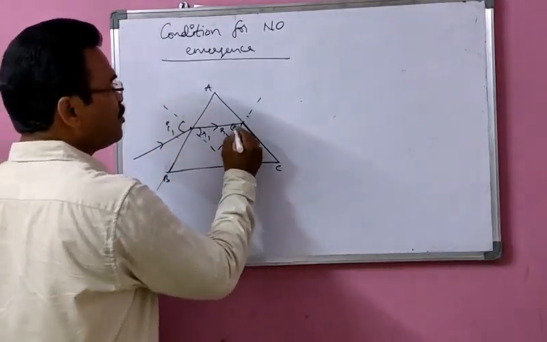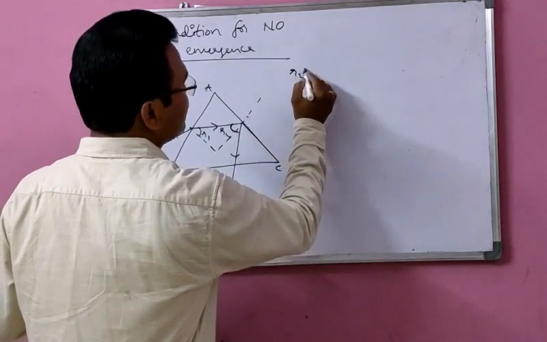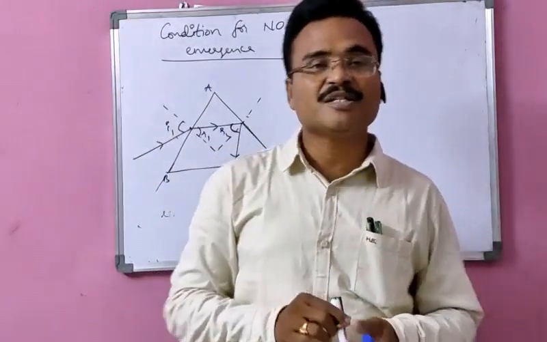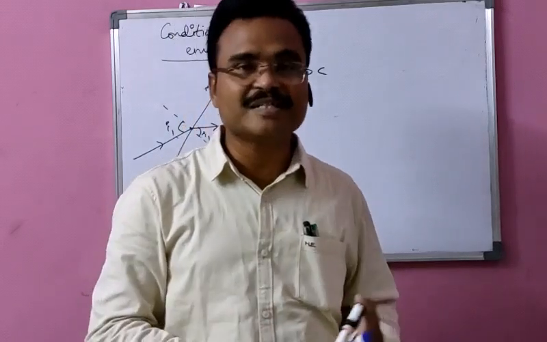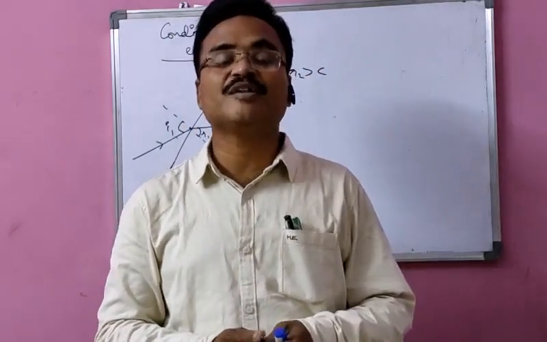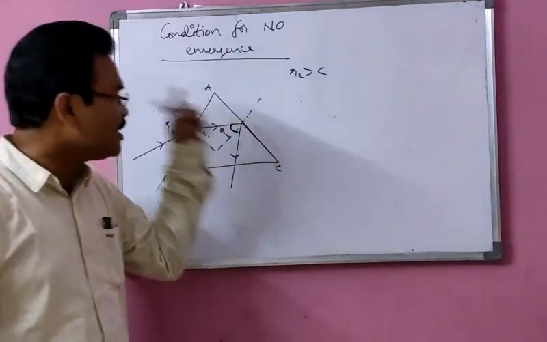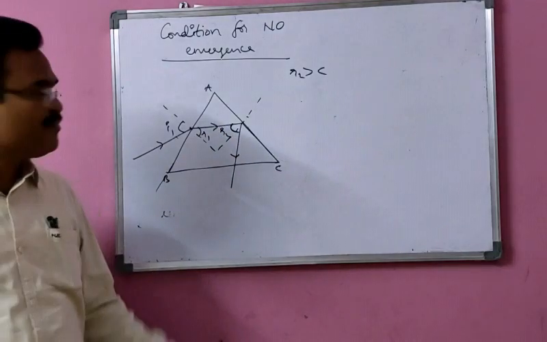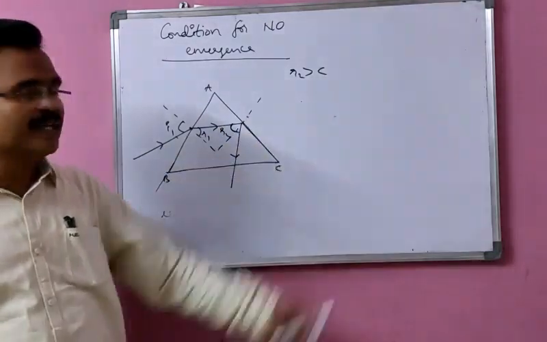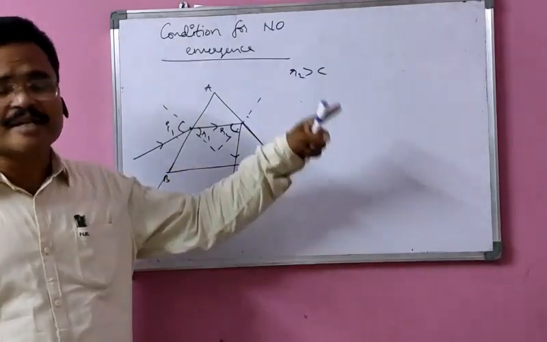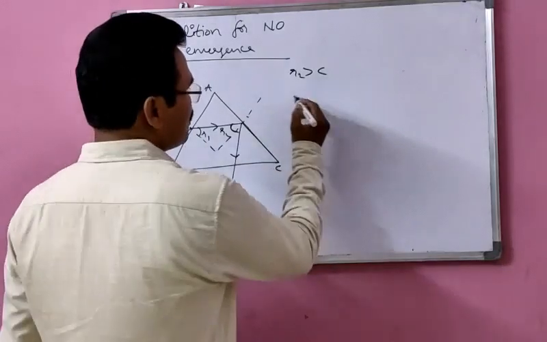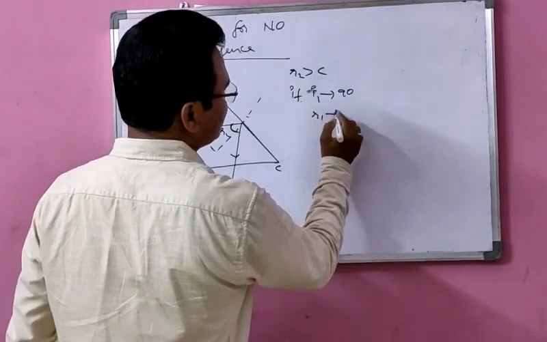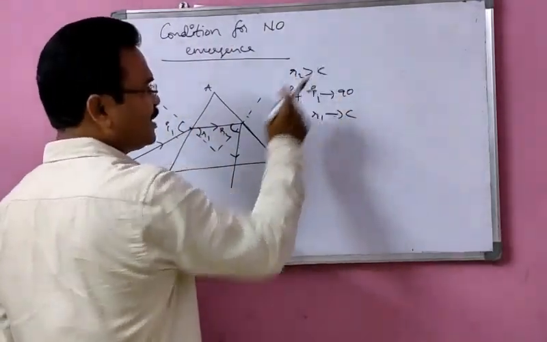That is possible only when this angle R2 must be greater than C. You know the definition of TIR. If the light ray is going from denser to rarer medium, and the angle of incidence is greater than the critical angle, the light ray undergoes total internal reflection. Here it happens only when the angle of refraction R2 is greater than C. Just now we have seen that if I1 is tending to 90, R1 is tending to C. But here R2 is greater than C.